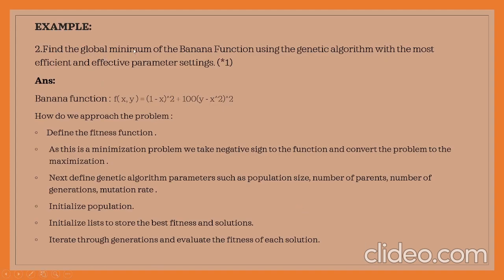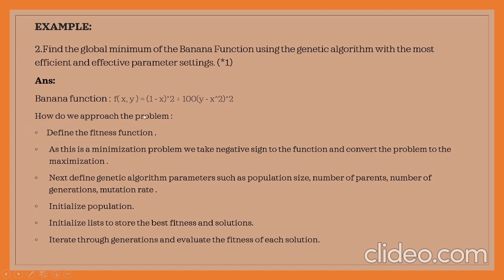Find the global minimum of the banana function using genetic algorithm with most efficient and effective parameter settings. Banana function. What does banana function mean? f(x, y) = (1 - x)^2 + 100(y - x^2)^2.